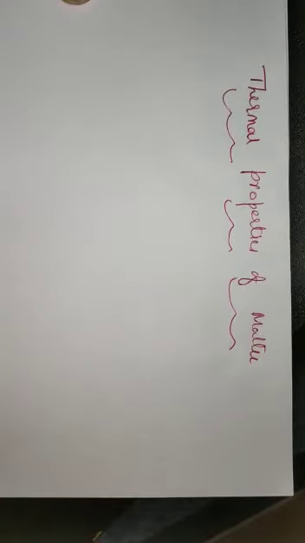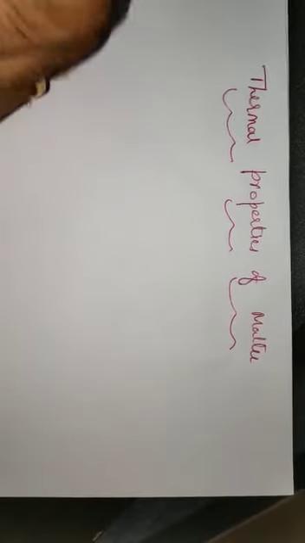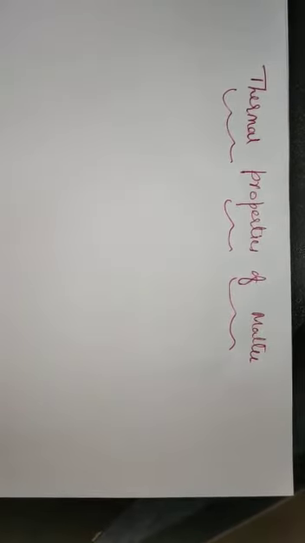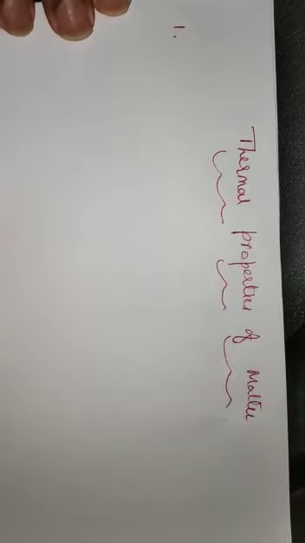Hello everybody. Today we are going to solve questions from thermal properties of matter. First question says that a piece of blue glass heated to a high temperature and a piece of red glass at room temperature are taken inside a dimly lit room. Then four options are given.